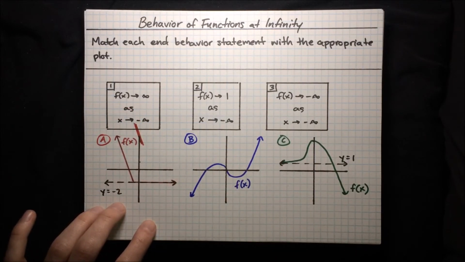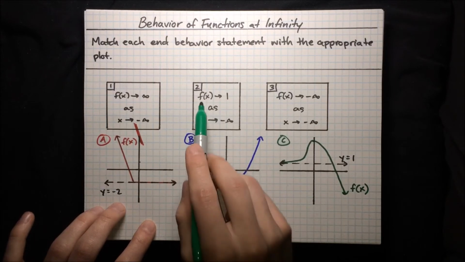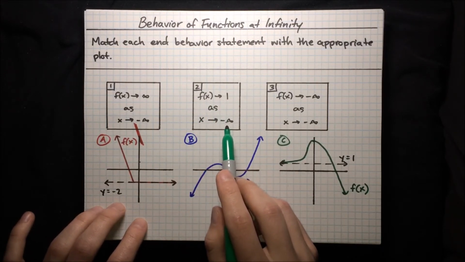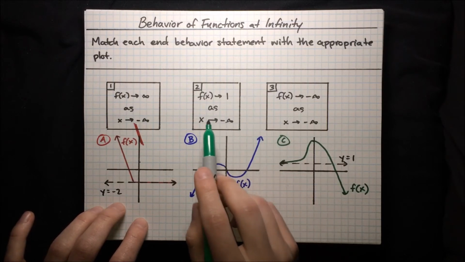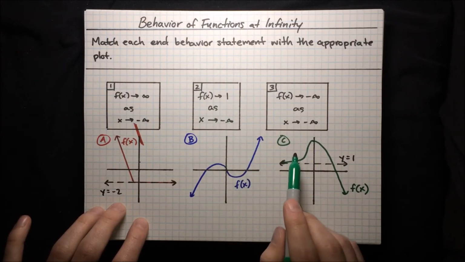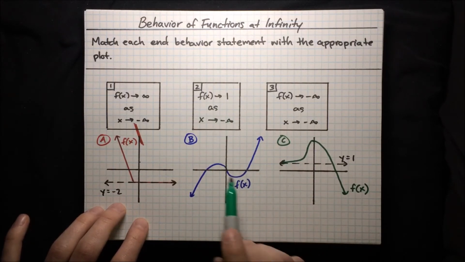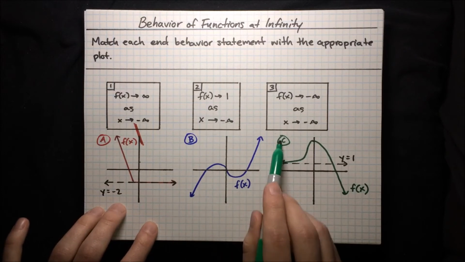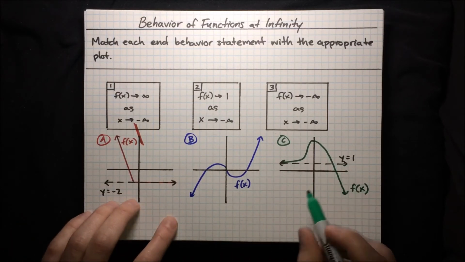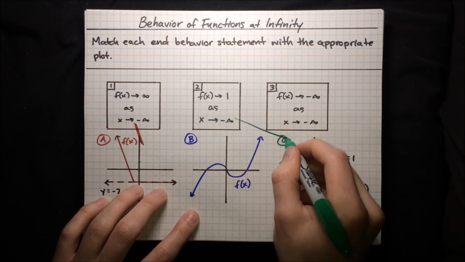Okay, now let's look at the next one. F of x approaches 1 as x goes to negative infinity. So as x gets more and more negative to the left, f of x should be leveling off to the value of 1. And which of these two has that property? Well, b just shoots down, but c, indeed, does level off to the value of 1. So we match statement 2 up with graph C.